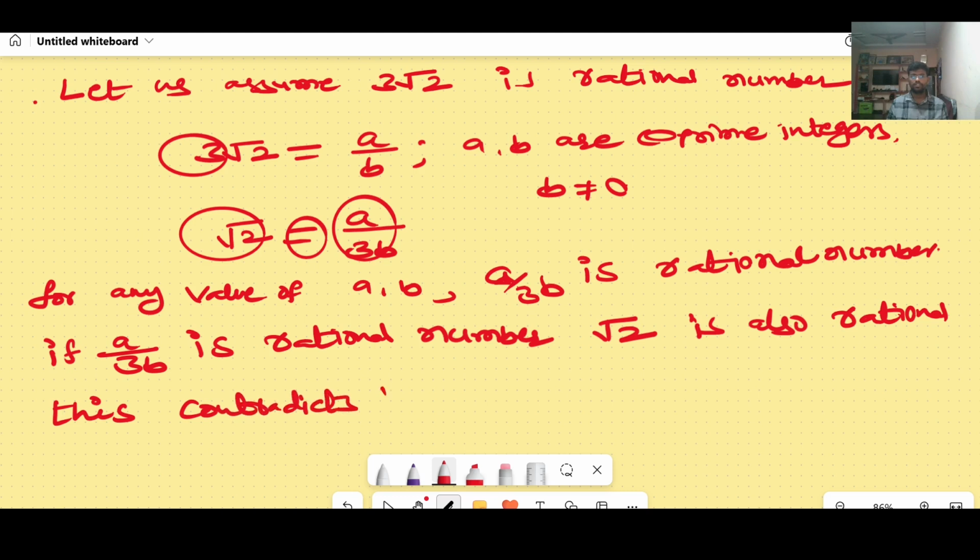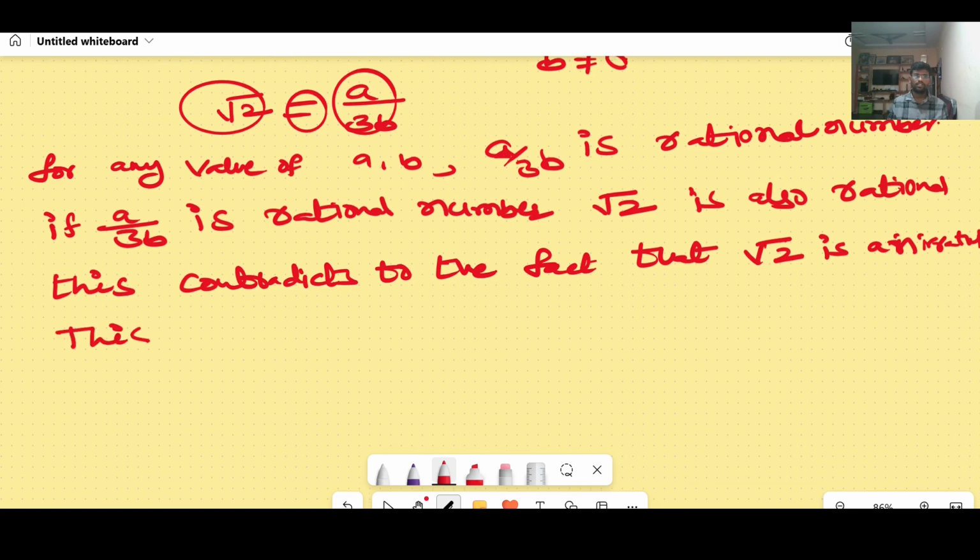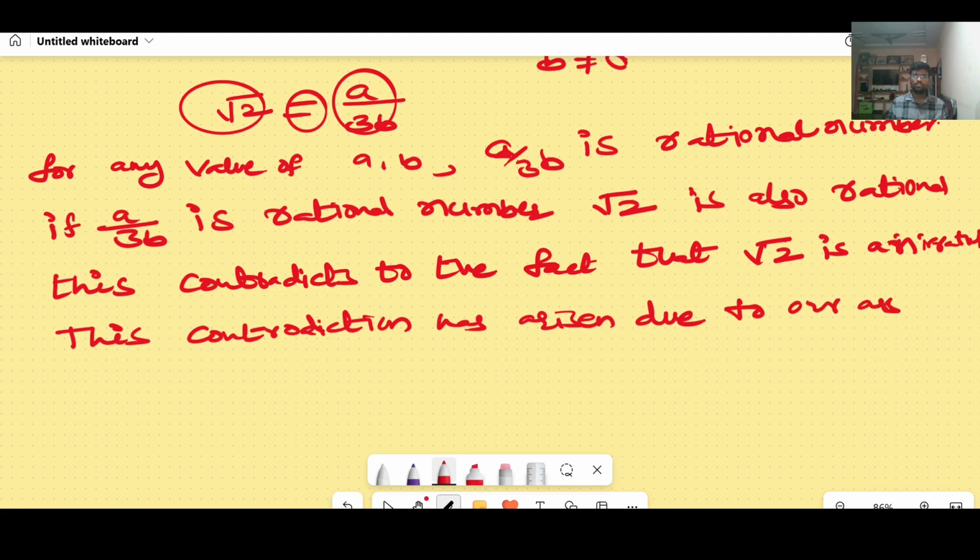And this contradicts the fact that root 2 is irrational, right? Why has this contradiction arisen? This contradiction has arisen due to our assumption, right? That means our assumption is wrong. This contradiction has arisen due to our assumption.